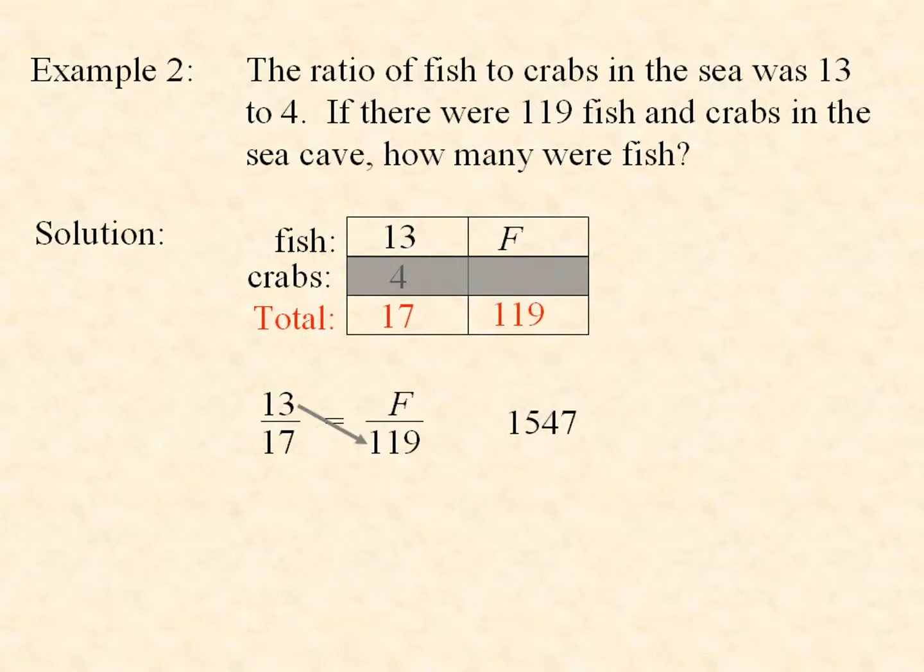13 times 119 is 1547, and that's equal to 17f. So we divide by 17, and we find f is 91. So 91 of those 119 were fish.